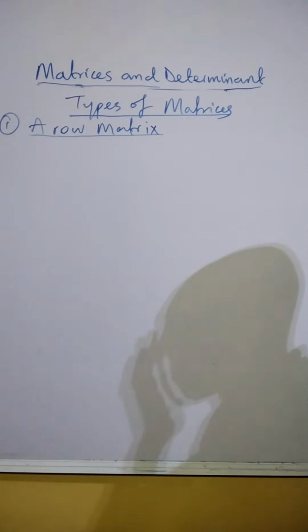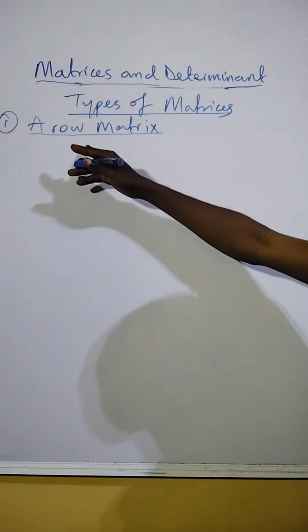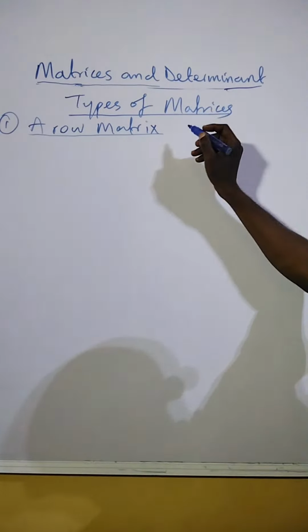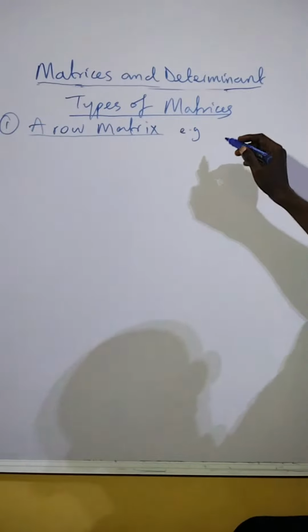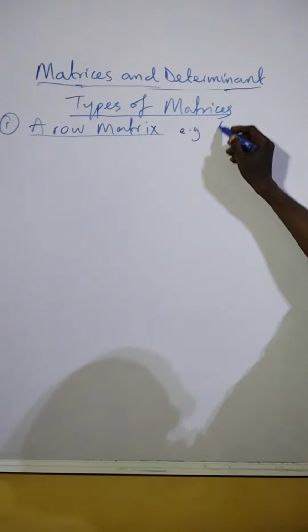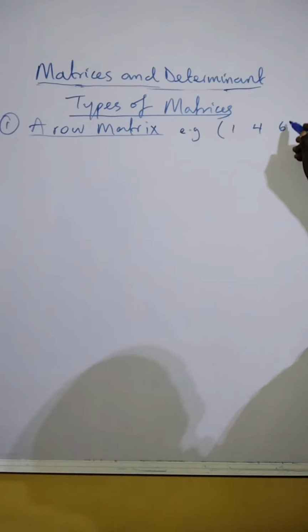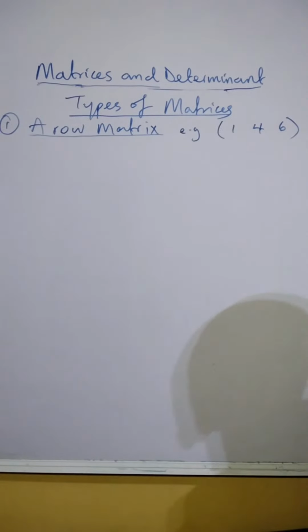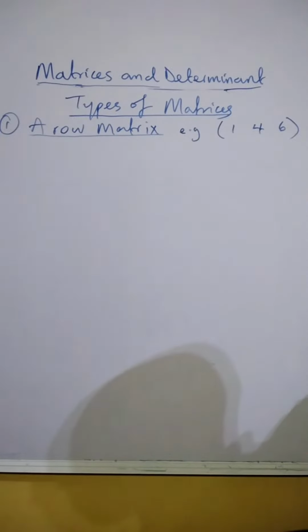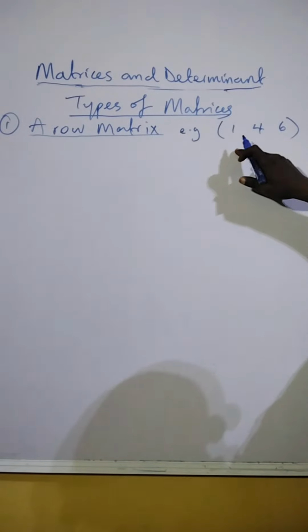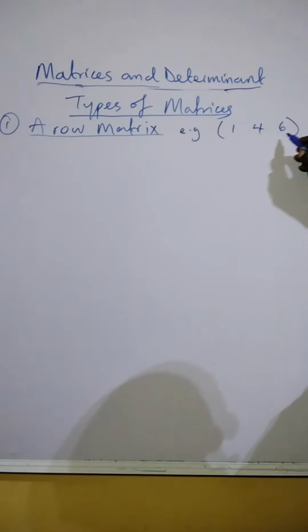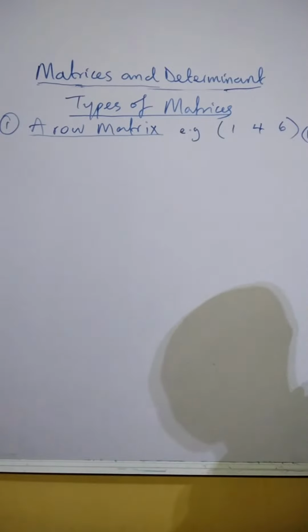That's a row matrix. A row matrix has only one row. For example, we can say we have the matrix 1, 0, 6. This matrix has just one row of elements, and it has 3 columns. So when we want to write the order of this matrix, row by column, it is 1 by 3. So it has just one row and 3 columns. That's number 1 type of matrix.